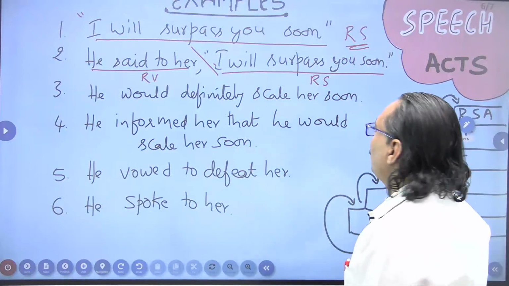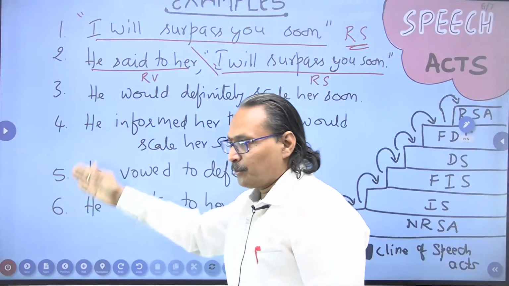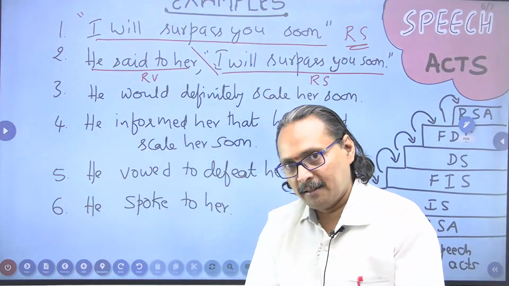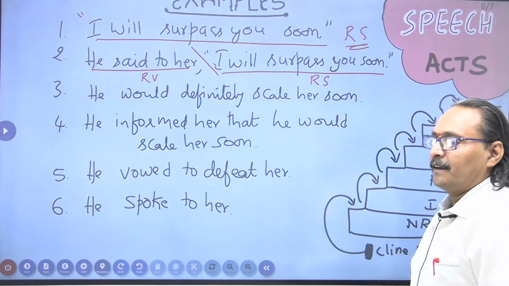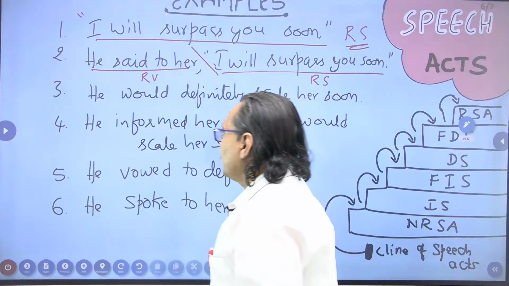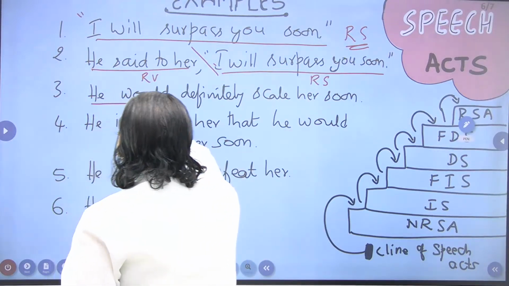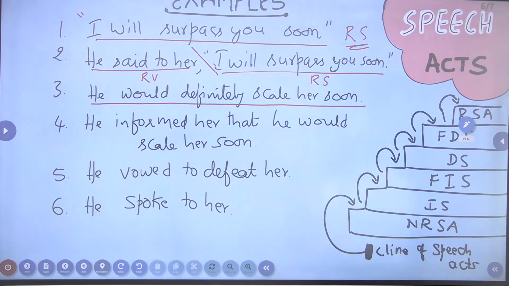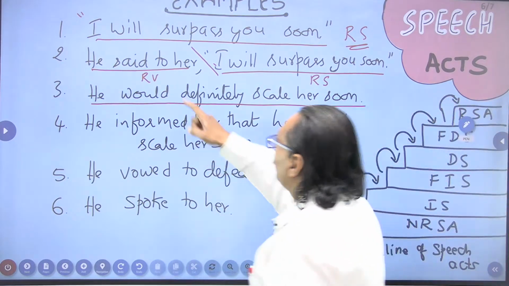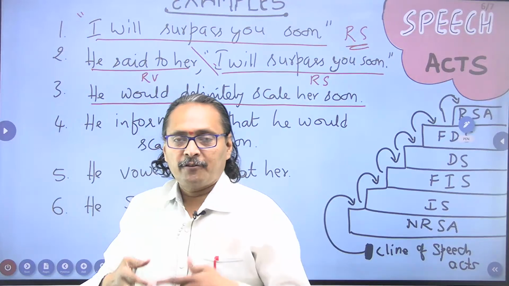So the second type, you can see the presence of a reporting verb, the real speaker, the real listener, and at the same time you have the spoken content as well. Now let us go to the third sentence, wherein you have one single thing, that is, he would definitely scale her soon. Please understand that "will" indicates that kind of definiteness.